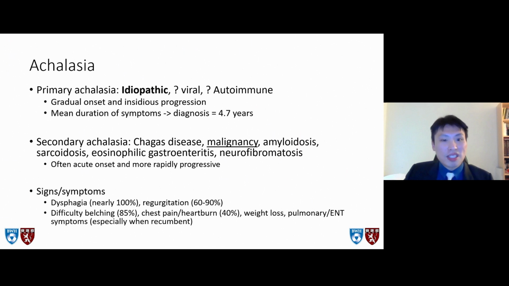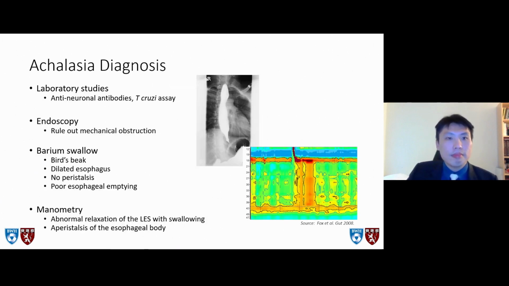The most common symptoms are dysphagia, which happens in nearly 100% of patients, but patients may also complain of regurgitation, difficulty belching, chest pain or heartburn, and even weight loss.